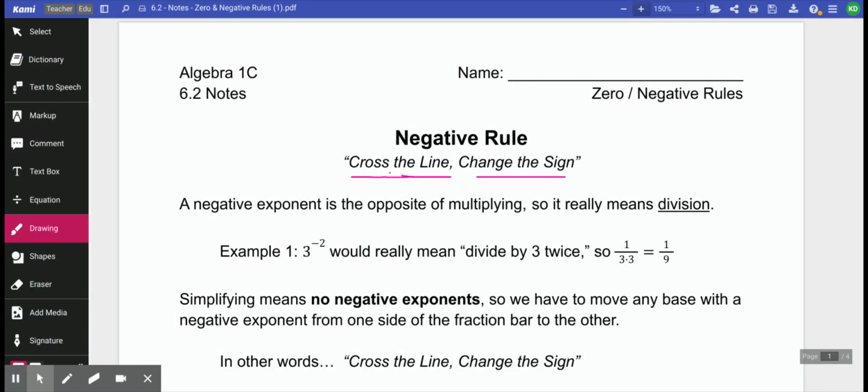All right, welcome back to day 2 of notes. We are going to learn our last two exponent rules today. So these are the negative rule and the zero rule.